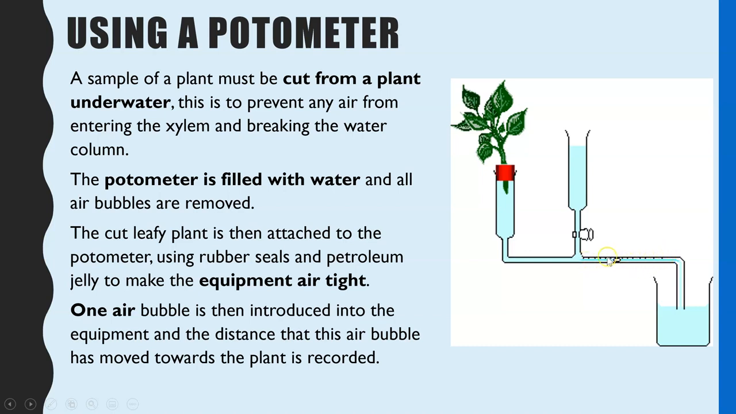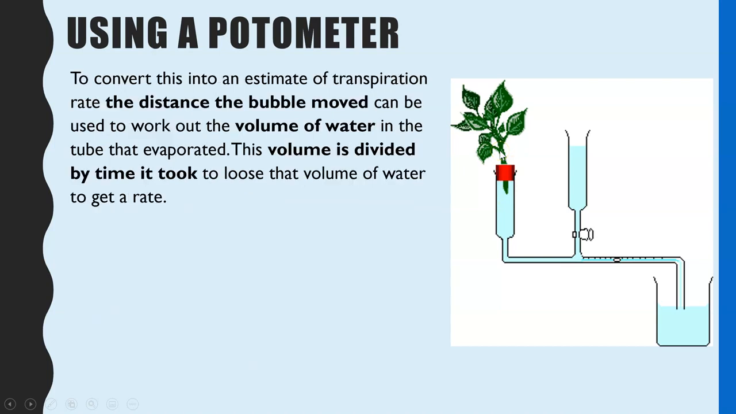These measurements are used for you to see how much water is taken up, and the way you're getting that idea is you're looking at how far that air bubble moves. This water is continuously moving towards the plant, because as that plant is transpiring, more water is drawn up into the plant.